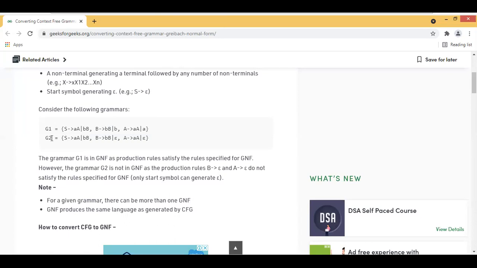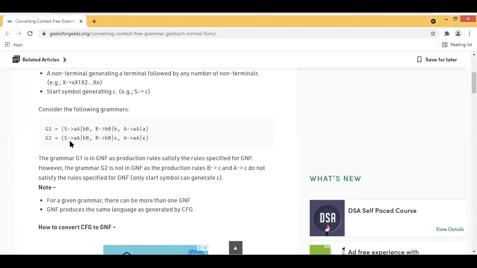Now, however, the grammar G2 is not in GNF. Why? Because G2 has epsilons, and other than the epsilons, all the remaining rules are in the format of the GNF. But here we have production rules like B tends to epsilon and A tends to epsilon. So those do not satisfy the rules of the GNF. Why? Because only the start symbol can generate epsilon, not these.